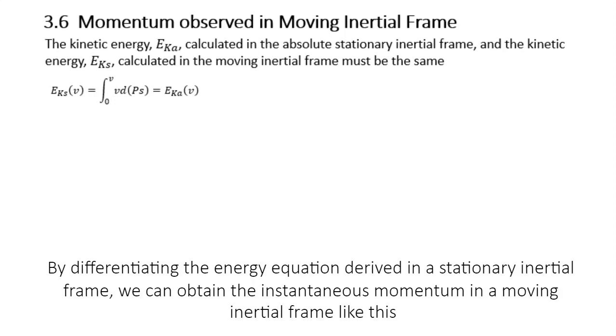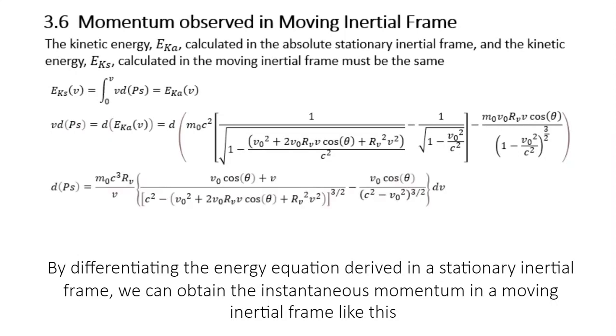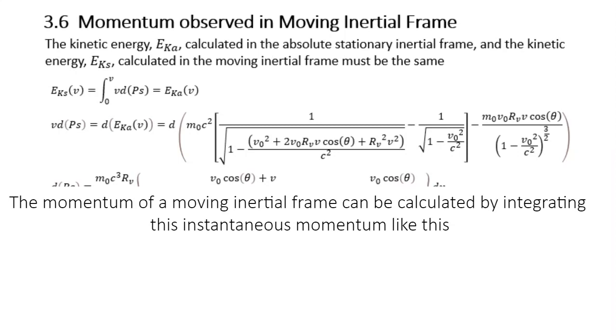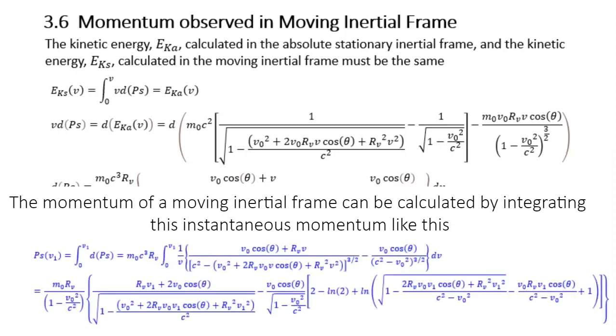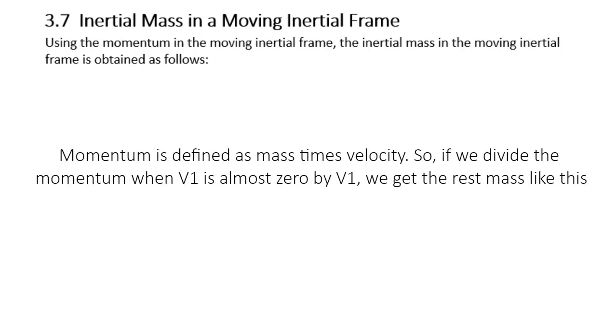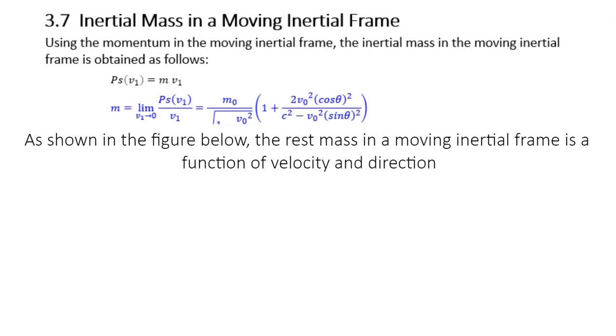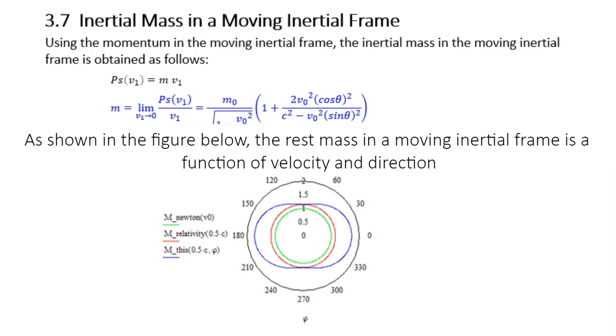By differentiating the energy equation derived in a stationary inertial frame, we can obtain the instantaneous momentum in a moving inertial frame like this. The momentum of a moving inertial frame can be calculated by integrating this instantaneous momentum like this. As we derived, mass is a function of velocity. So, how can we express the rest mass in a moving inertial system? Momentum is defined as mass times velocity. So, if we divide the momentum when v1 is almost 0 by v1, we can get the rest mass like this. As shown in the figure below, the rest mass in a moving inertial frame is a function of velocity and direction.